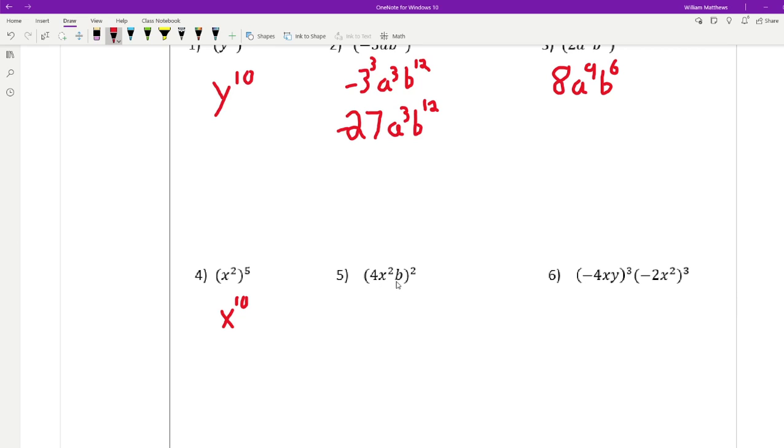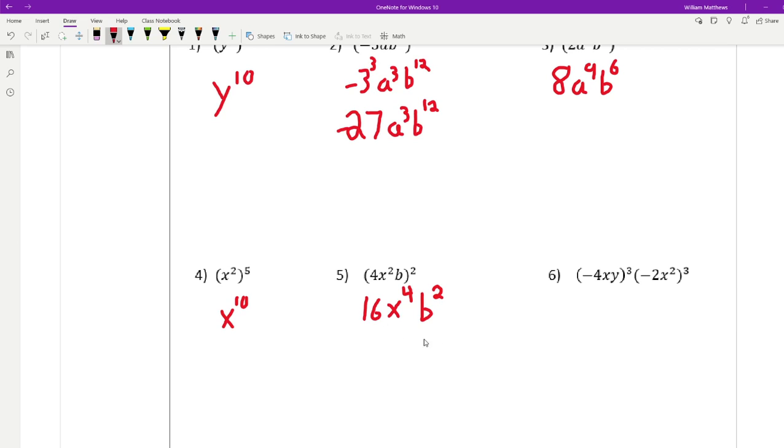Yet again, everything inside the parentheses is what's going to be raised to the power of 2. 4 to the power of 2 is 16. 4 times 4 is 16. X to the power of 2 raised to the power of 2 is the same as x to the power of 2 times 2, being 4. And we need to remember that there is a 1 for the b exponent, which gives us b to the power of 1 times 2, which is 2.